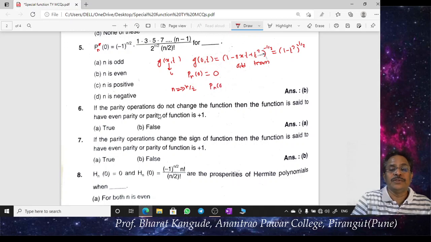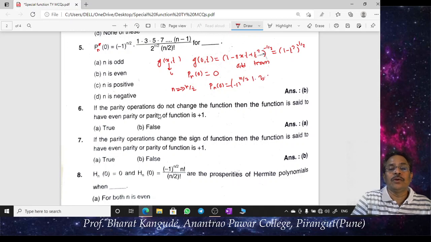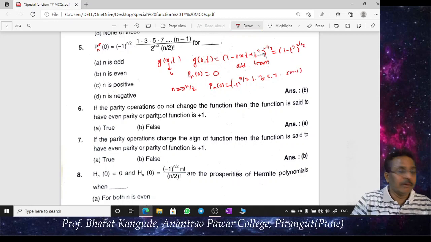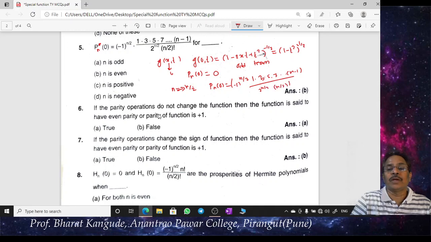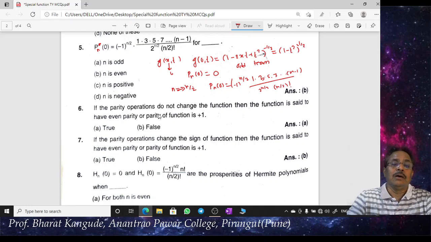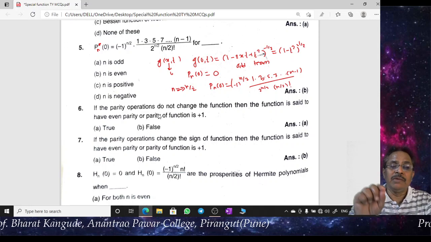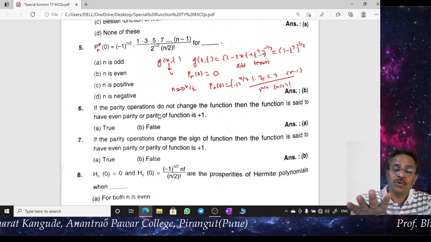Pn(0) is equal to (−1) raised to n/2, then 1 into 3 into 5 into 7 and so on up to (n − 1), divided by 2 raised to n/2 and (n/2) factorial, and this is for n/2. That means when n is odd, we get Pn(0) equal to 0. If n is even, then Pn(0) is not equal to 0.